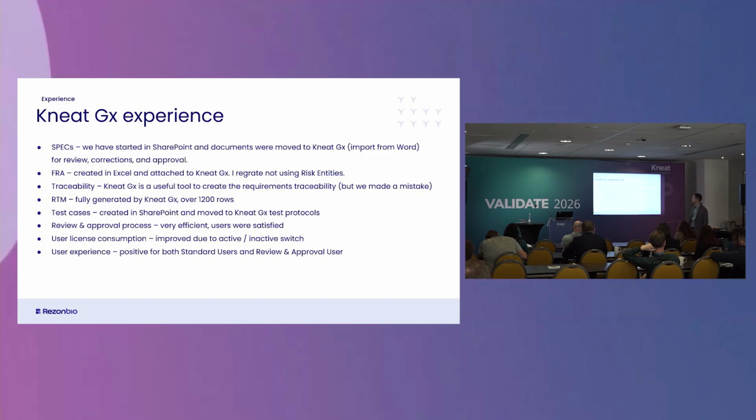Traceability. Kneat Gx is a useful tool to create requirements traceability. But we made a mistake. We decided at the beginning of the project to create a specification with functional, design, and configuration specification in one document. That was a good idea. It was working until now for all the paper documentation. And we created 16 of those documents, for 16 different modules of the entire platform. And that was the mistake.